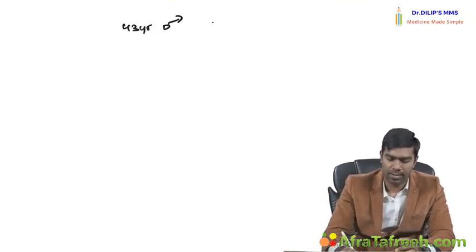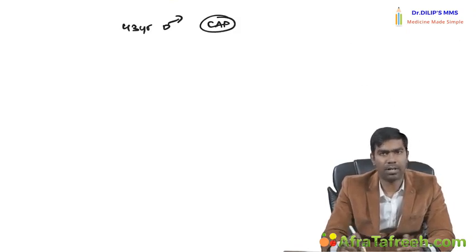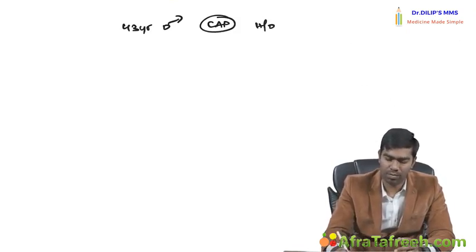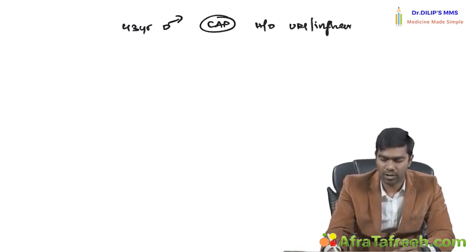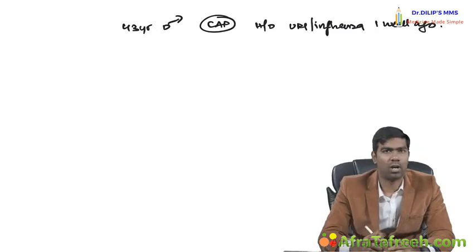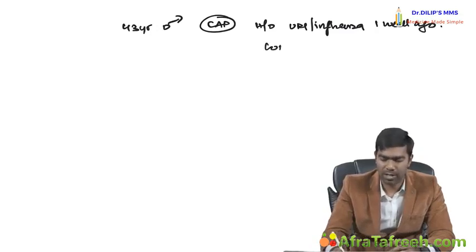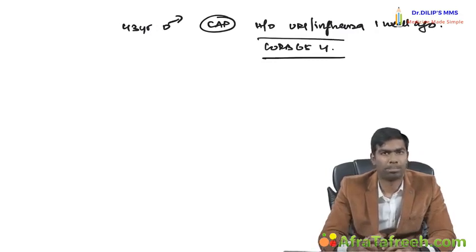Very simple. Now let us assume a 43-year-old male again getting community-acquired pneumonia, typical history, but he had a history of URI or influenza findings like sore throat, myalgia, all these things 1 week ago. How will you treat this? And I'm telling you his CURB-65 score is 4. What are you going to do?